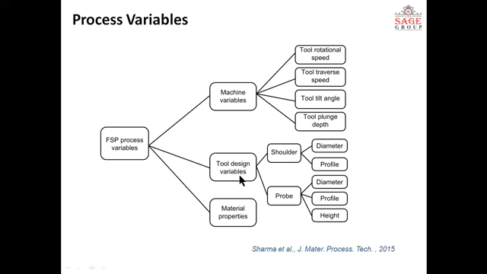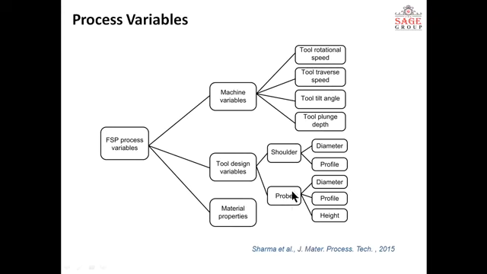So other parameters are related to the tool design, and the number one is the shoulder. So the shoulder diameter and profile. Profile plays a very important role. We will discuss it later on in the tool geometry section. In the diameter, the more the diameter, the more the contact, and the more heat will be generated. But we have to spend some more power on it.